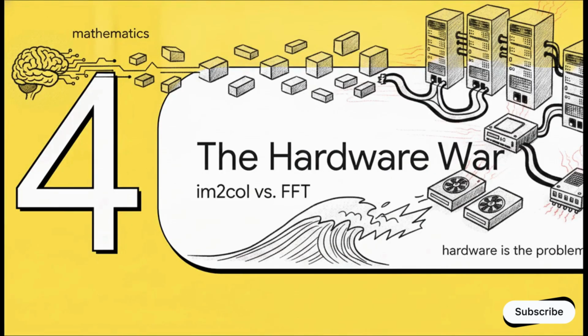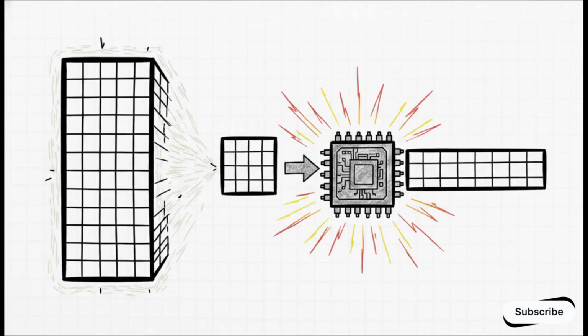All right, section 4, the hardware war. Spatial M to col versus frequency FFT. Because as we just saw, mathematics isn't the problem here. The hardware is. Now, you might think GPUs actually use that sliding window technique we talked about earlier. Well, they don't. Doing sequential memory access absolutely destroys GPU performance.